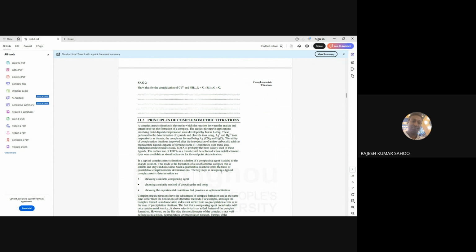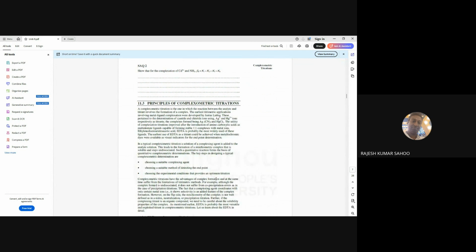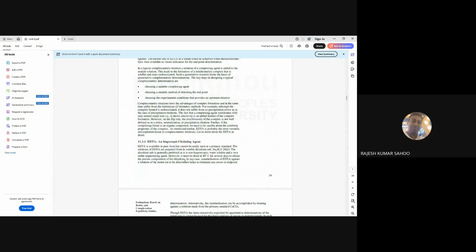Then you can see here the principle of complexometric titration: choosing a suitable complexing agent and a suitable method of detecting the end point. EDTA has come. Whenever you are adding two reactants in a reaction, when the reaction takes place, there will be a change in the concentration of reactants and products. From that you can draw the graph, plot it and know the result.